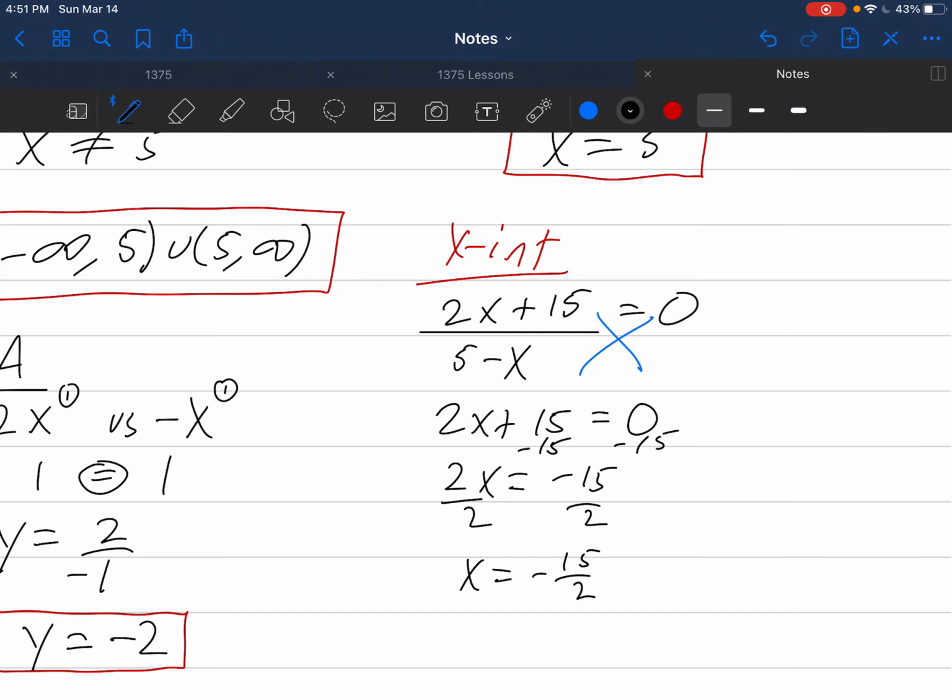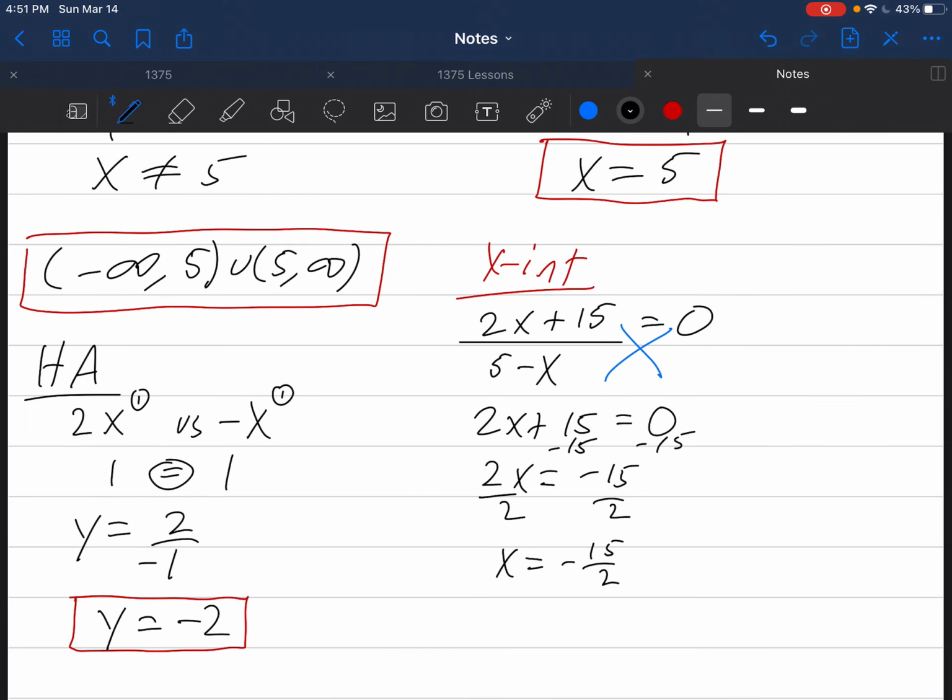So remember, since this is an x-intercept, our answer is going to be an ordered pair where the y-coordinate is always equal to 0. And what's the x point going to be? It's going to be the number that we solved for, in this case, -15 over 2. So this is the ordered pair where the x-intercept is located.